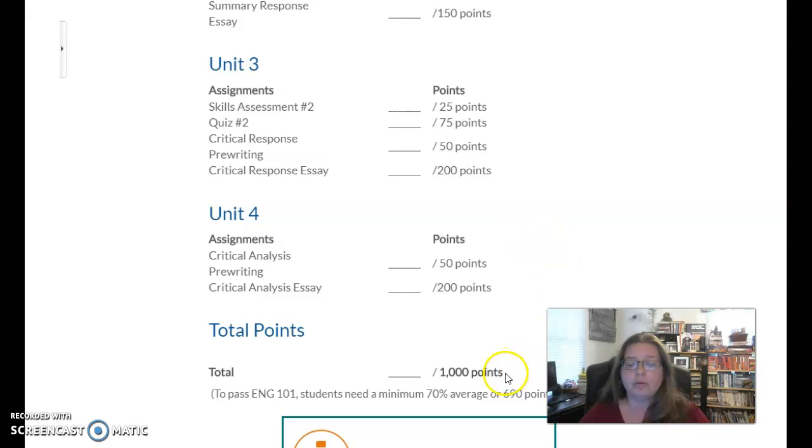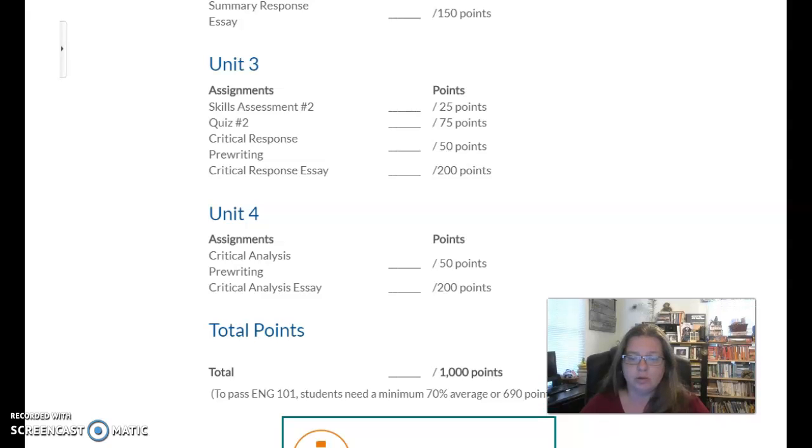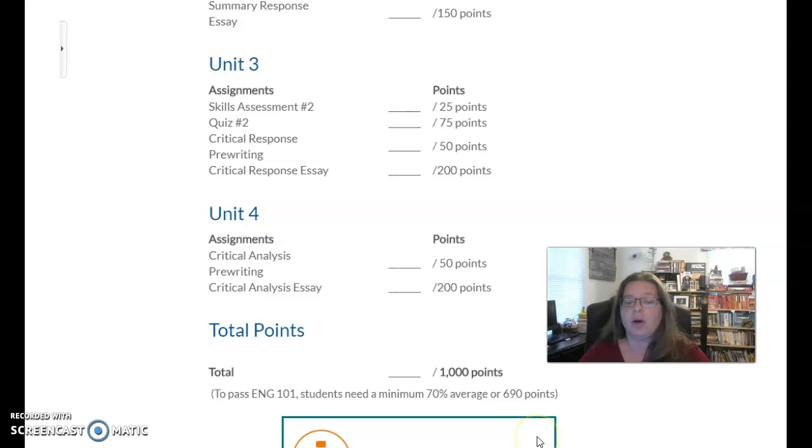So you'll have the opportunity to earn up to 1,000 points over the course of the semester, and in order to be successful, you have to earn at least 690 points. It might be 694 in order for it to round up, actually, in order to get to 70%, which is the minimum passing grade that you can earn for this course.